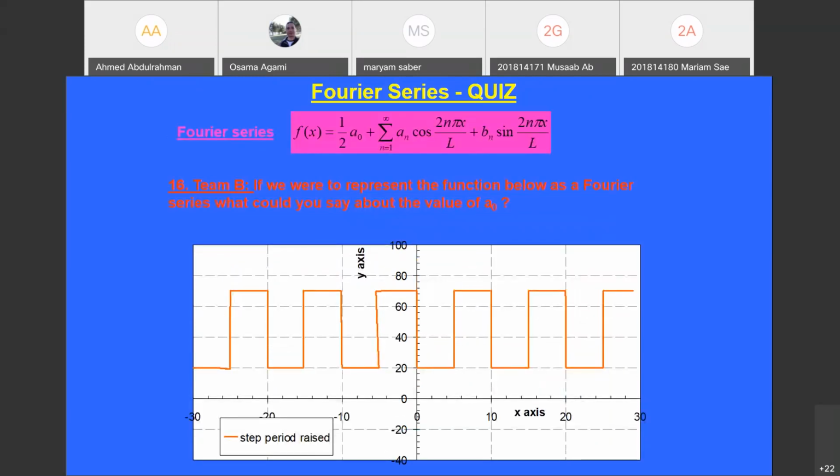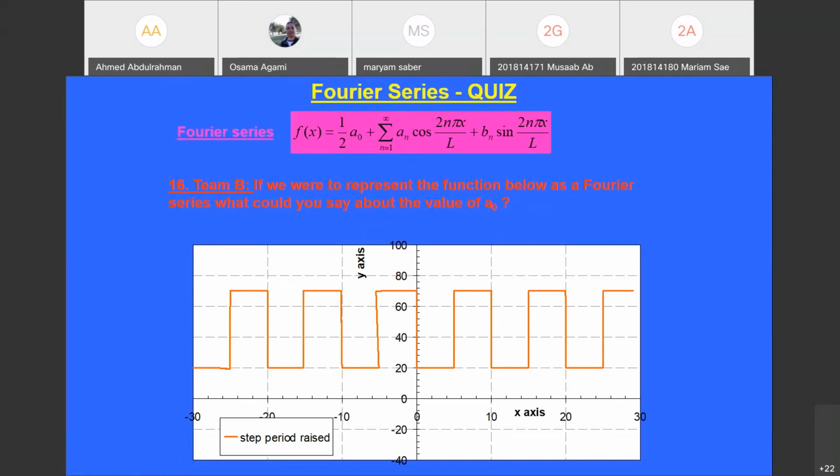Now for the female section. Fourier series, this is a formula where he used A naught over 2, right? Some books write it only A naught. And in the formula of A naught, he's not writing 2 over T. He's writing 1 over T. Yes, if we are to represent the function below as a Fourier series, what could you say about the value of A naught?